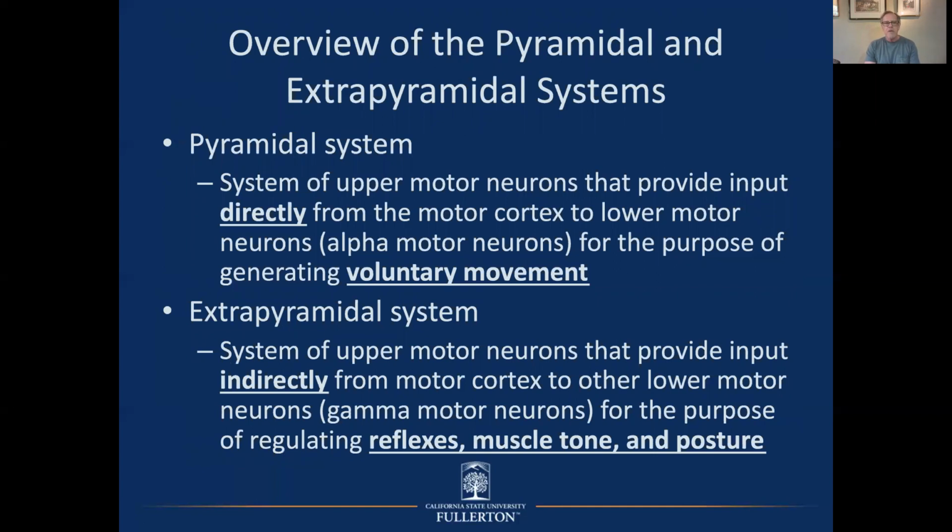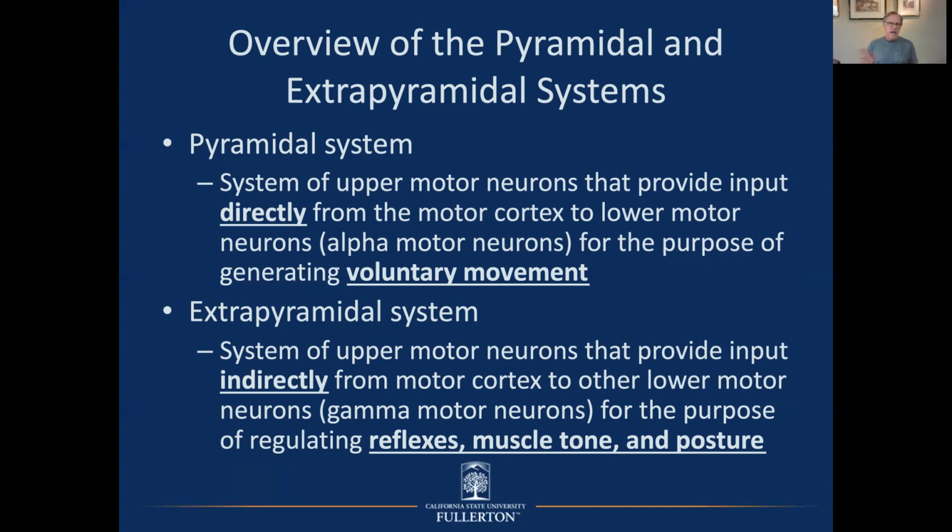It's a 2-neuron chain. The extrapyramidal system is a system of upper motor neurons as well, and they provide input indirectly. In other words, they don't go directly down to an alpha motor neuron. There's something in between where some information gets processed. And they end up all going to a gamma motor neuron, which is at the same level as an alpha motor neuron. In other words, if you're down at the spinal cord, the gamma motor neurons and the alpha motor neurons both go out to the ventral root, remember the ventral root, spinal nerve, and out to the muscle.